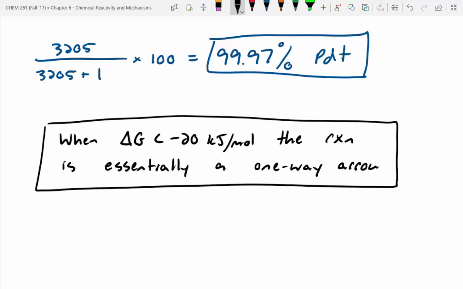In theory, we could say it is at equilibrium, but in practice, we know if something's 99.97% on the product side, it's essentially a one-way reaction, not a reversible one.